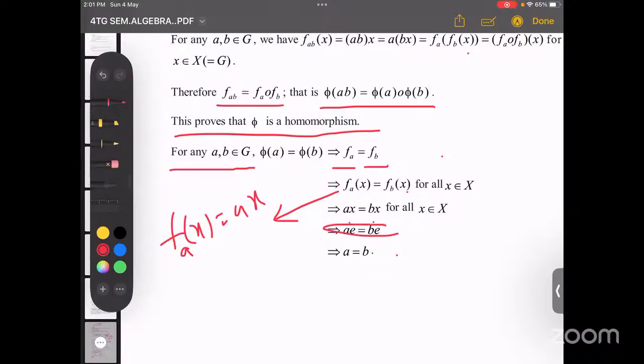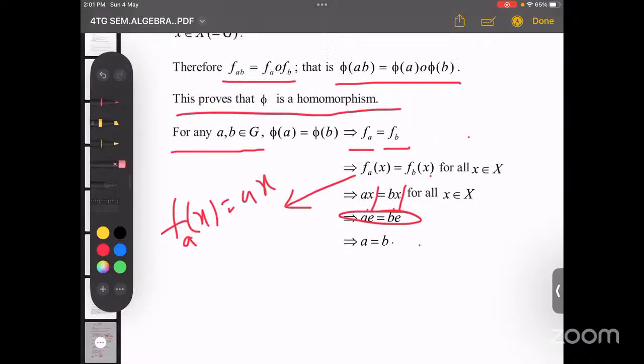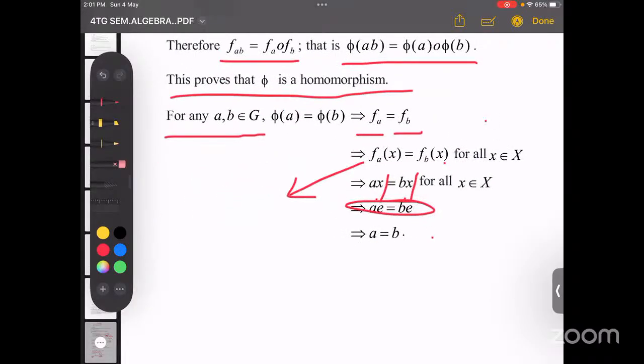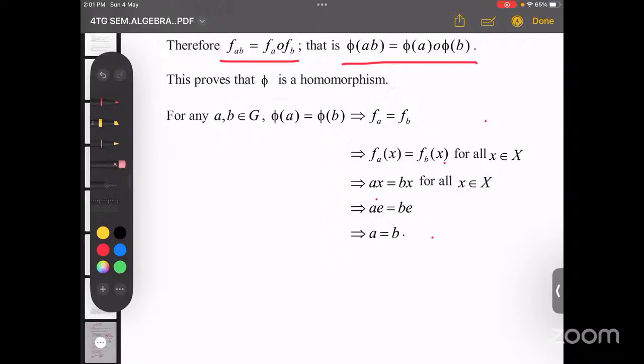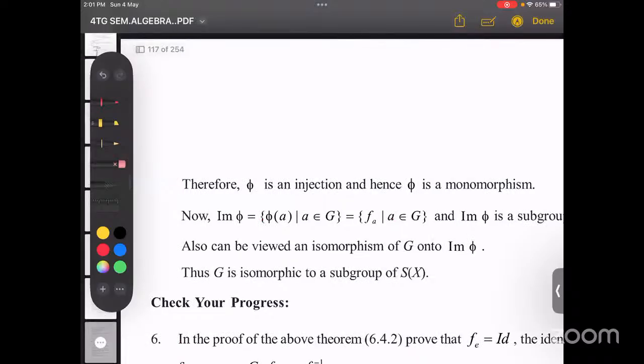So when you do the cancellation of x on both sides, if we take out this x on both sides, what will happen? A equals B you will get. So then we can show that it is a 1-to-1 function. Okay. So same condition we are defining here. Next, what we have to show is that it is a surjection. That means we have to show that it is an onto function. Therefore, pi is an injection and hence pi is a monomorphism. Okay. We know that monomorphism means if it is a 1-to-1 function, it is a monomorphism.